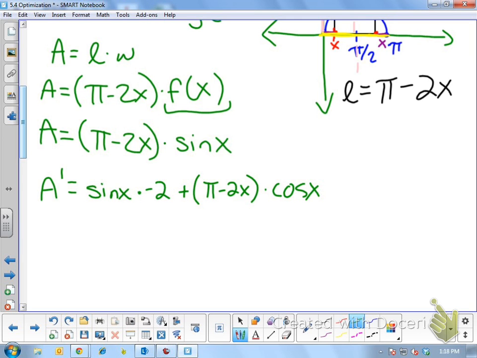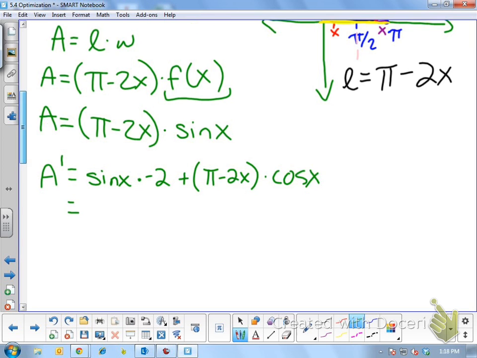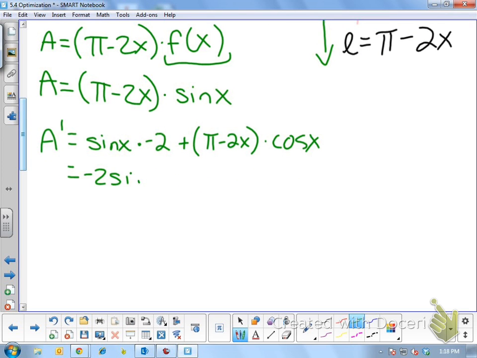So now we should do a little bit of simplifying. We have -2 sine x plus pi cosine x. I'm actually going to leave it in factored form. We have to set this equal to 0.